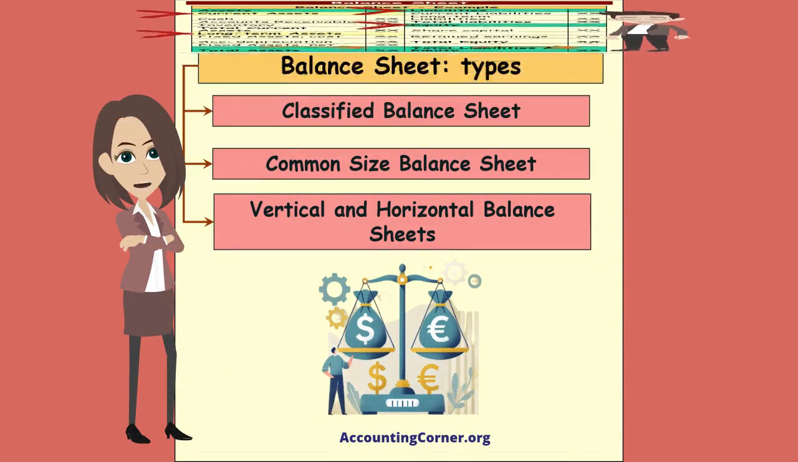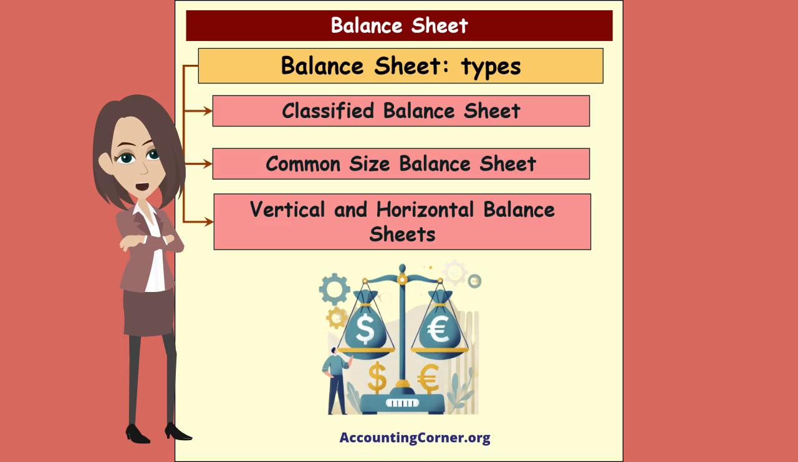There are several types of balance sheets, each serving a different purpose. A classified balance sheet organizes assets and liabilities into current and non-current sections. A common-size balance sheet expresses all items as percentages. Vertical and horizontal formats allow for better comparison across time periods.